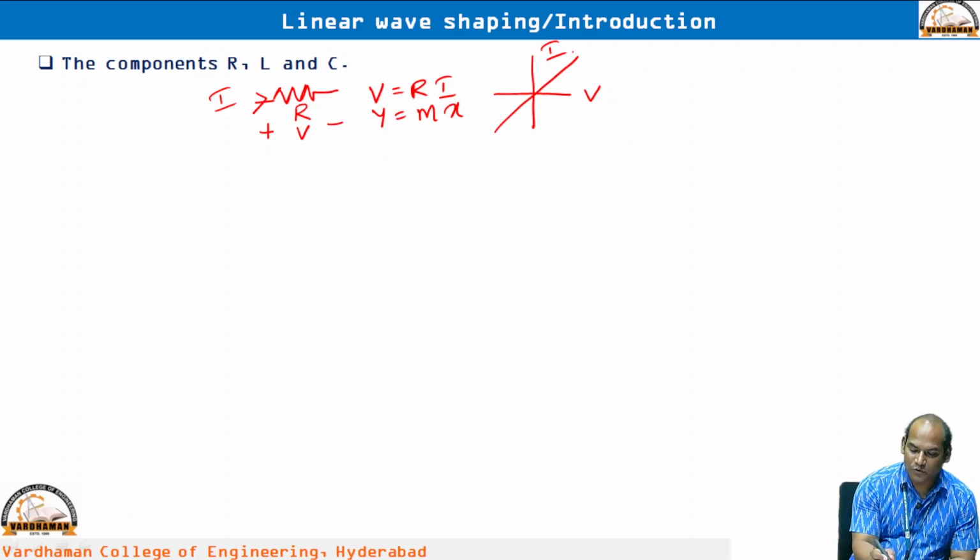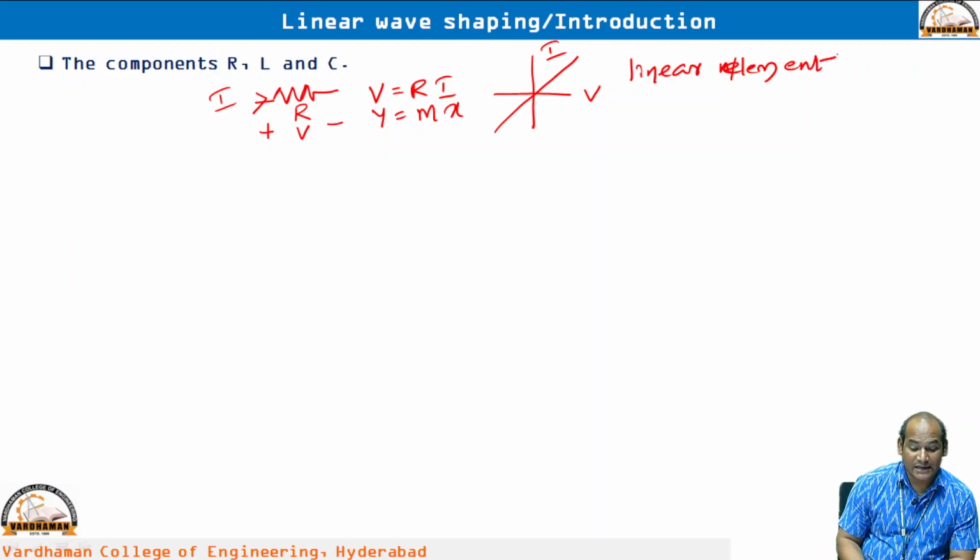Because it is a straight line passing through the origin, the voltage and current characteristics of the resistor follow a linear relationship. That's why the resistor is a linear element. This is the conclusion we can give here. Resistor is a linear element, and the resistor cannot store energy. The resistor dissipates the power in the form of heat. So these are the fundamental points we should know.